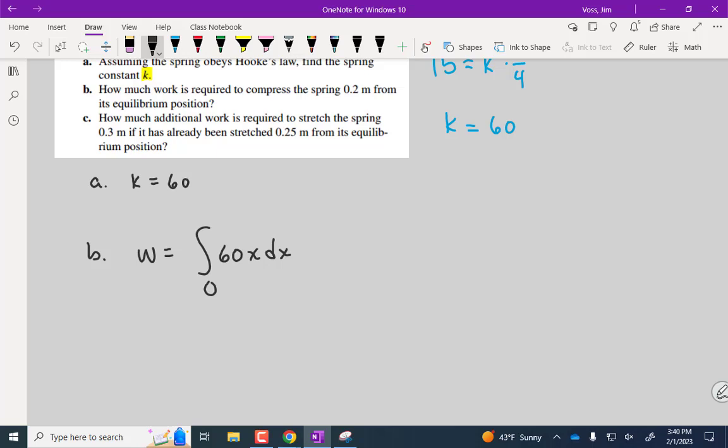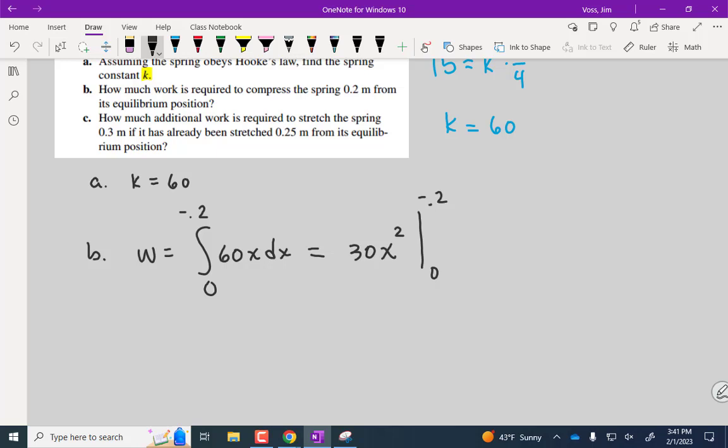So that means with a spring, when you compress it, you're going in the negative direction. When you stretch it, you're going in the positive direction. So the position will be negative 0.2 meters. And then we integrate. And as you all probably suspect, if you compress the spring 0.2 or you stretch it 0.2, same work. It doesn't matter if you stretch it or compress it. It's going to be the same work if you're moving the same distance.